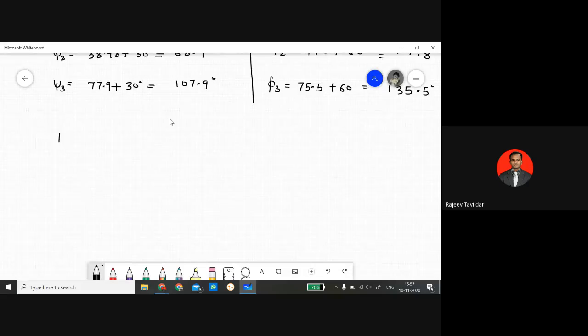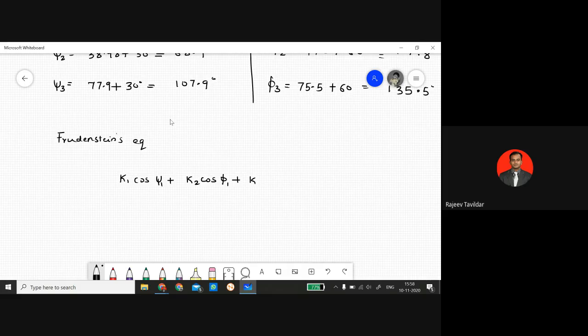In the next step, we'll use Freudenstein's equation. So I have k1 cos of psi 1 plus k2 cos of phi 1 plus k3 equal to minus cos of psi 1 minus phi 1. So this is our standard equation. We'll go on substituting the values of psi 1, psi 2, psi 3 and phi 1 to phi 3 accordingly.